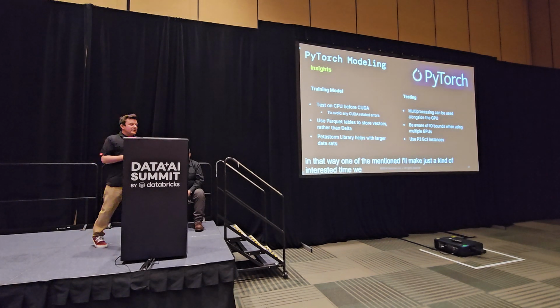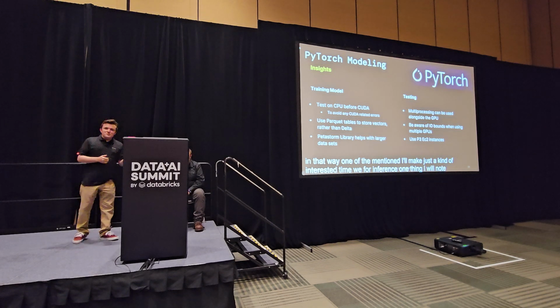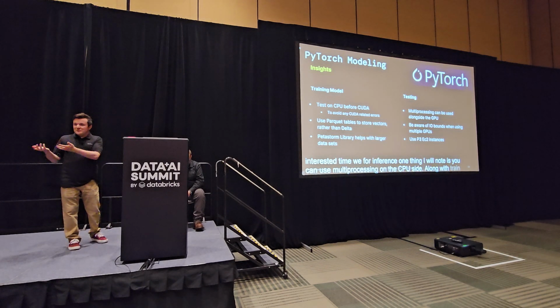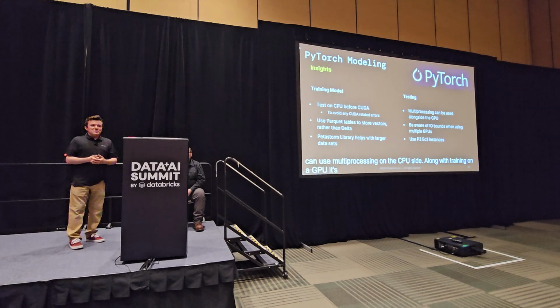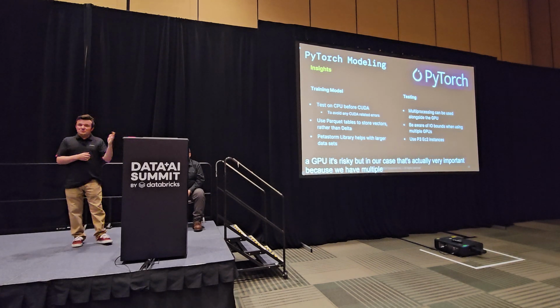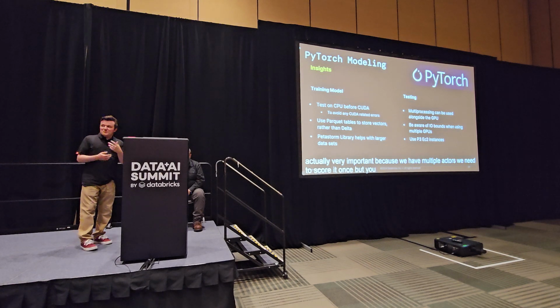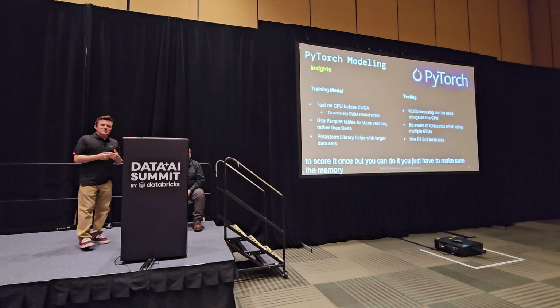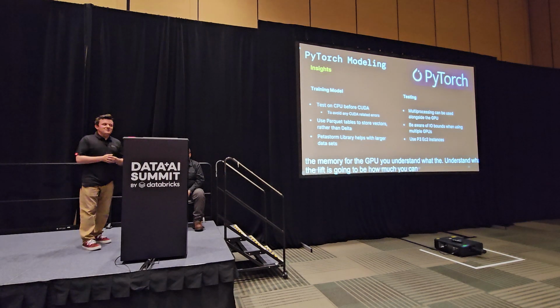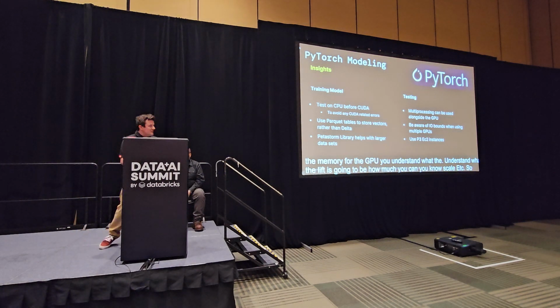One other mention I'll make, in the interest of time. For inference, one thing I will note is you can use multiprocessing on the CPU side along with training on a GPU. It's risky, but in our case that's very important because we have multiple actors we need to score at once. But you can do it. You just have to make sure you understand the memory for the GPU, what the lift is going to be, how much you can scale, etc.